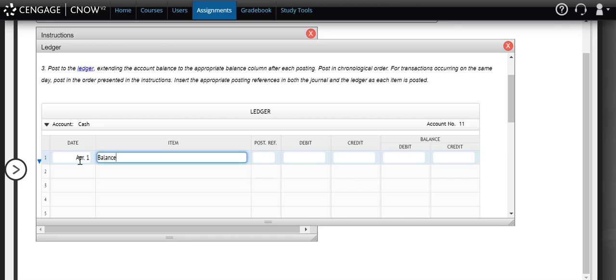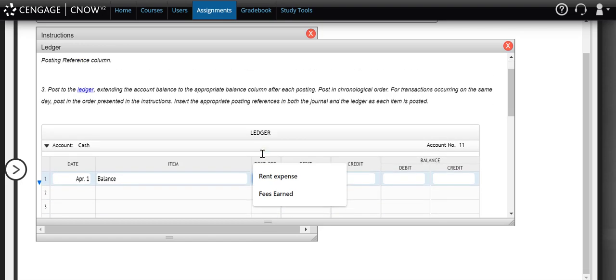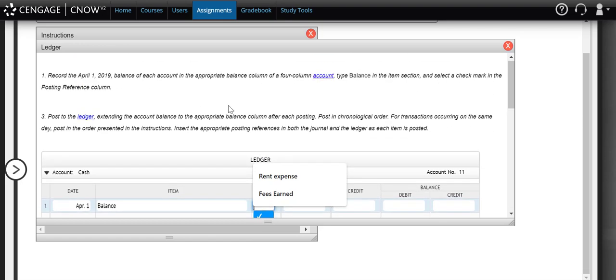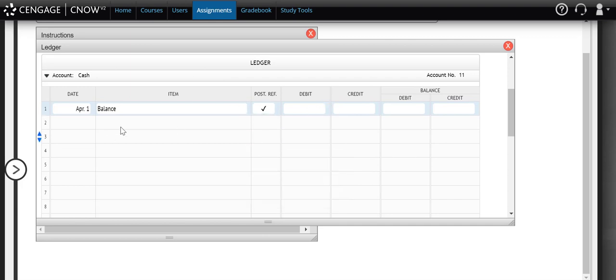Normally we leave it blank when we are just posting those monthly transactions, but if there is a beginning balance, we write in balance. In the post reference column, we need to put in a check mark and select the check mark in the post reference column right here. This first debit and credit column, we do nothing with. These first two debit and credit columns record transactions that affected that account on a particular day. This is not a transaction. This is a beginning opening balance. So we only look at the balance column.